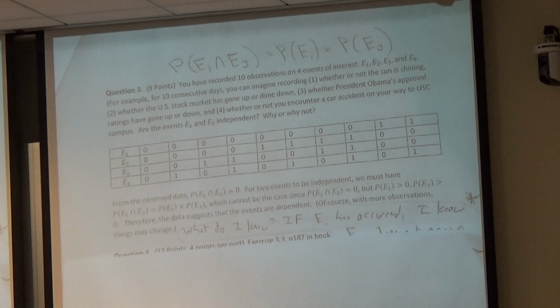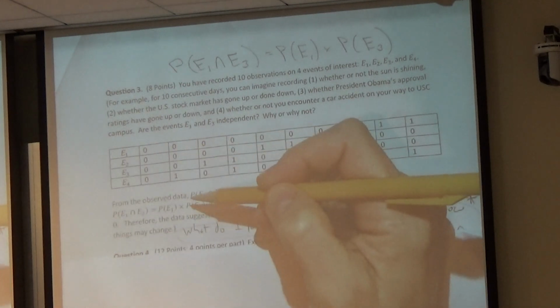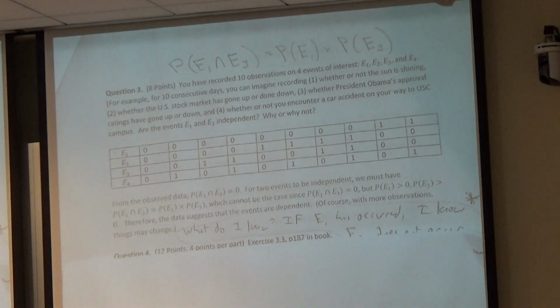And the same thing, you definitely don't want to assign it 0 probability. What about E1 intersection E3? 0. You have never seen, in this data set, a 1 for E1 and a 1 for E3 at exactly the same time. So your best estimate of the probability that E1 and E3 occur together is 0.